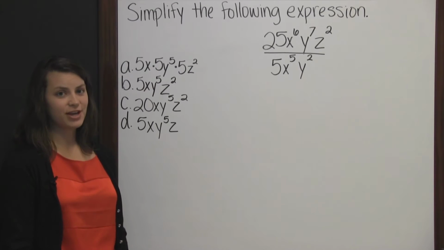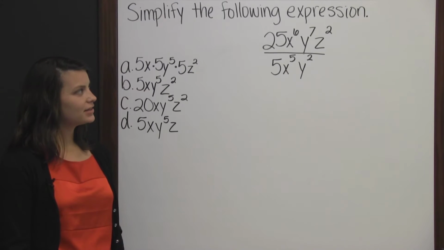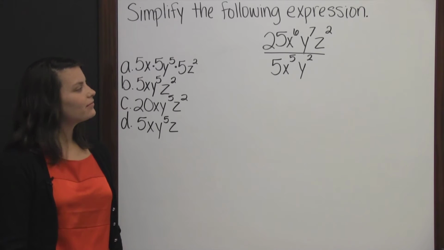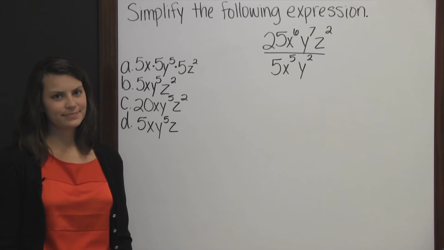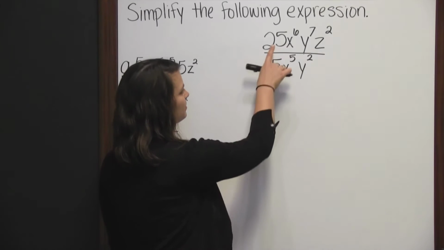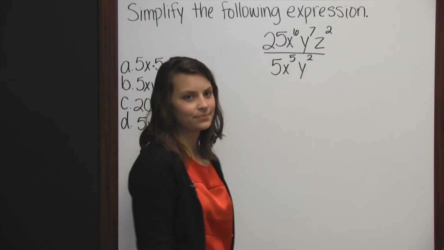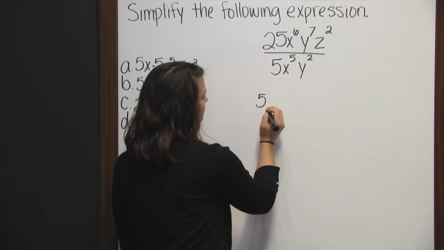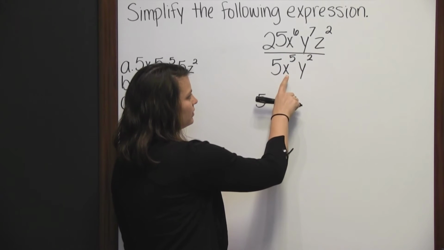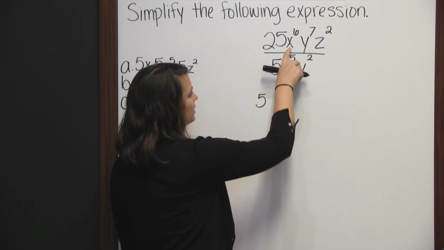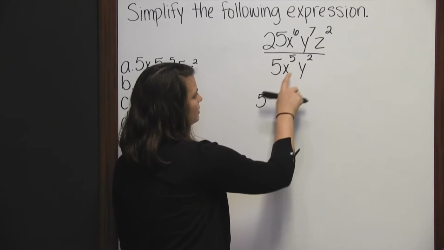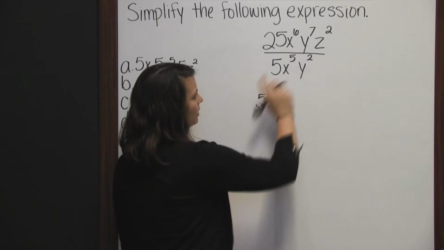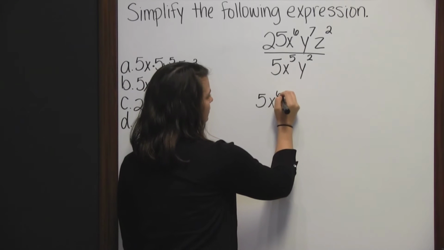Simplify the following expression: 25x to the 6th, y to the 7th, z squared, divided by 5x to the 5th, y squared. I'm going to start by simplifying 25 fifths. 25 divided by 5 is 5. When you divide and you have the same bases, like x to the 6th and x to the 5th, all we have to do is subtract the exponents. So it's 6 minus 5.